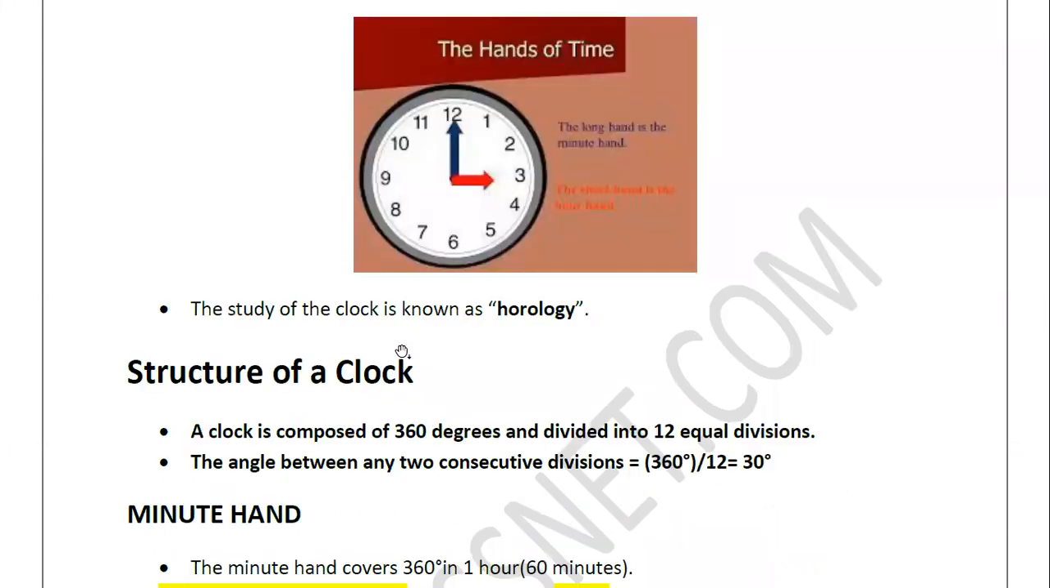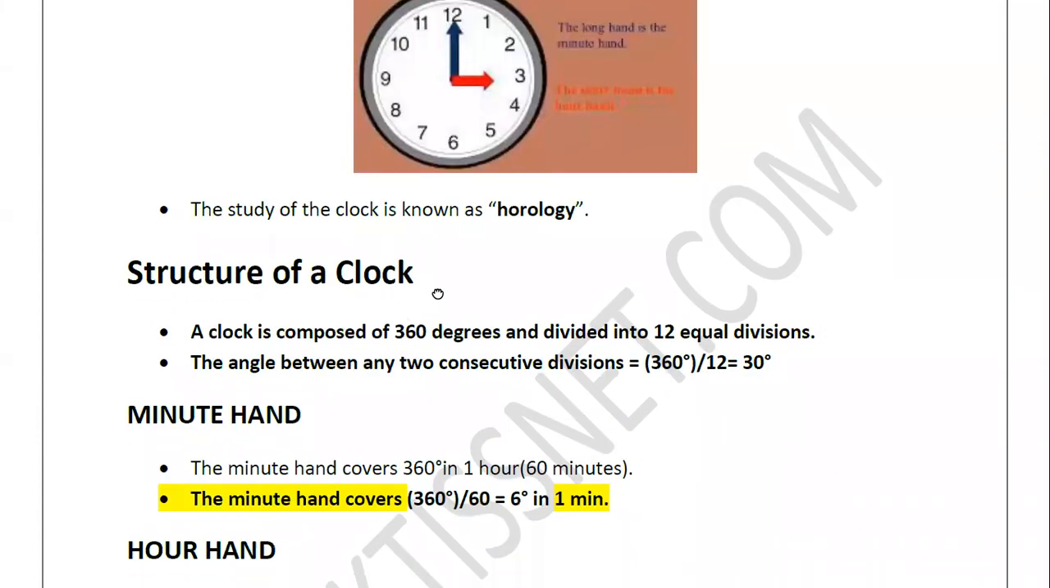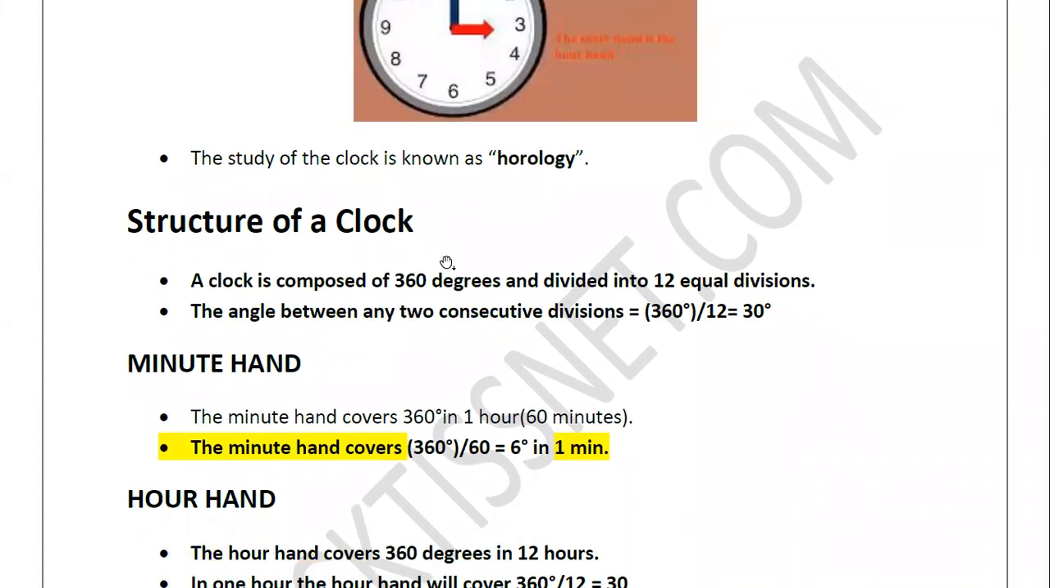We'll try to understand the structure of a clock. If you see this picture, this is a total of 360 degrees, and it is divided into 12 equal divisions. The angle between two consecutive divisions, suppose between 12 and 1, is 30 degrees, and we get this by dividing 360 by 12. This chapter is very simple. If you understand a few concepts, you will be able to answer any kind of question asked from this chapter. Now we'll try to understand a few properties of the minute hand.